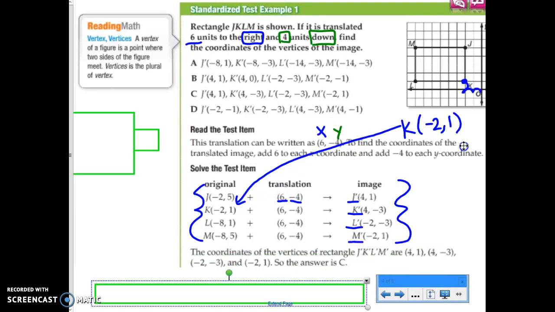And then it says the coordinates of the vertices of rectangle J prime, K prime, L prime, and M prime are (4, 1), (4, -3), (-2, -3), and (-2, 1). So your answer choice that matches up has to be choice C.